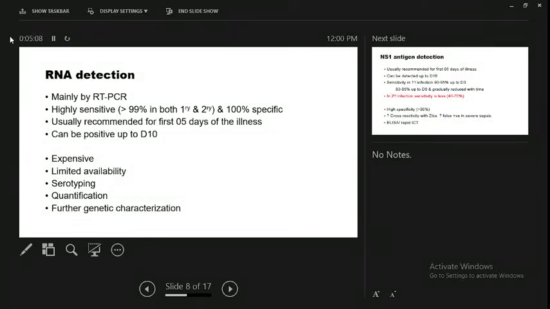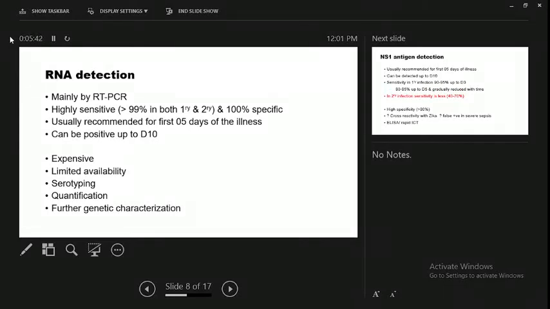For RNA detection, we mainly use RT-PCR. It's highly sensitive, almost 99% sensitive in primary and secondary dengue, with 100% specificity. It's usually recommended for the first 5 days of illness but can be positive up to day 10. You have to understand this is an expensive test and availability is limited, so we restrict it to complicated and problematic cases only. And we can do serotyping with this.